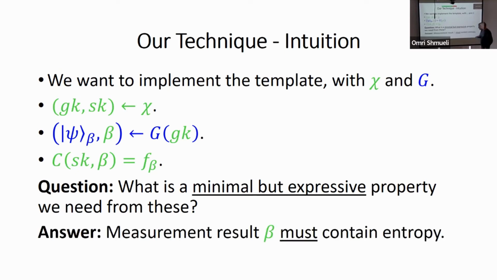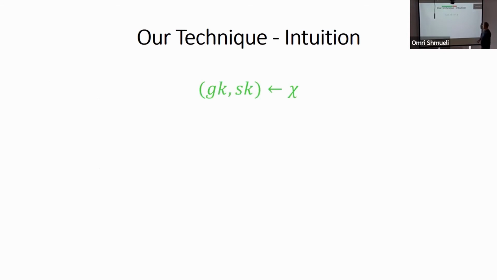So here is one possible answer. We want the measurement result of this computation, after this pair of keys was sampled honestly, this classical measurement result, we want it to be entropic, to contain entropy. Let's explain what this means. So if this is sampled honestly, and this is a quantum computation, we have endless examples of quantum algorithms that degenerate by measurement, by quantum computation and then measurement, and lose entropy.